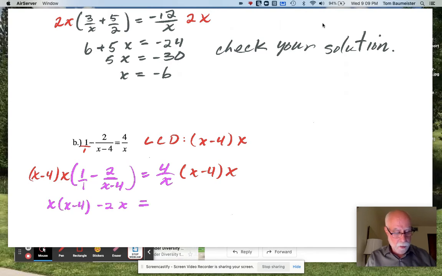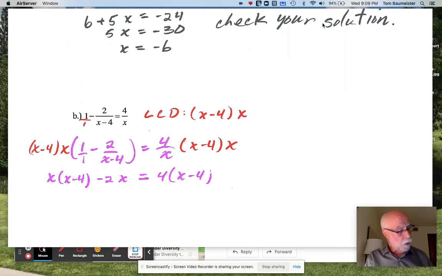And on the other side, what's going to go away? The x's, and I'm left with 4 times x minus 4. All right. So I hope you see what I just did there. So now let's go ahead and simplify this.